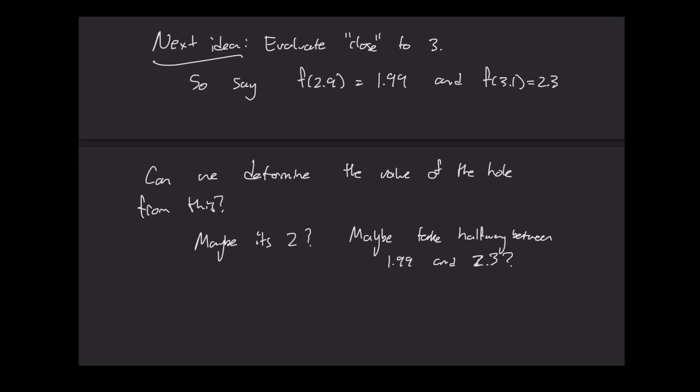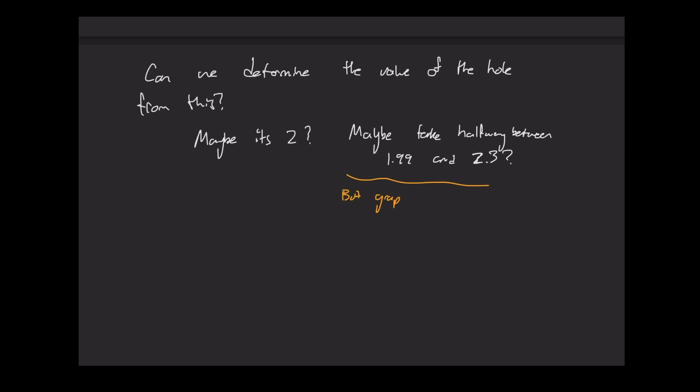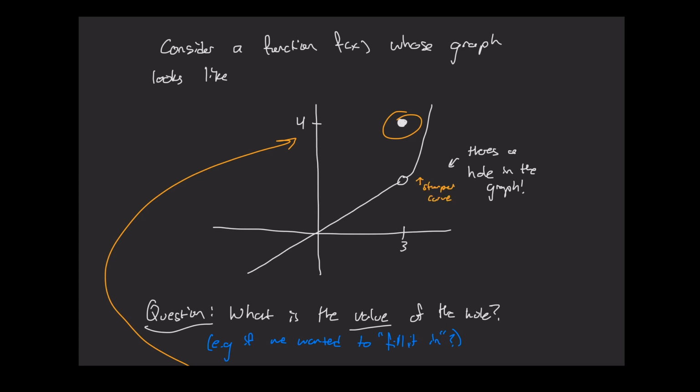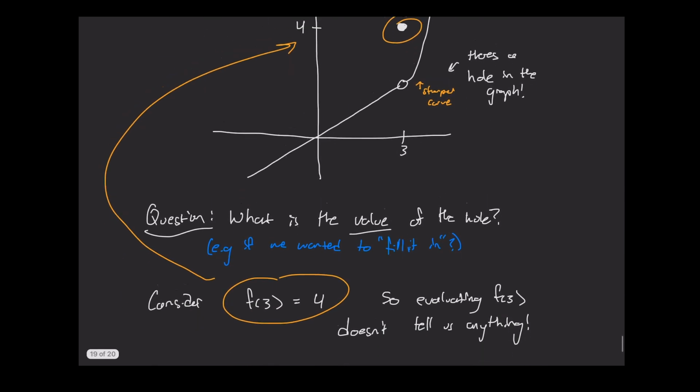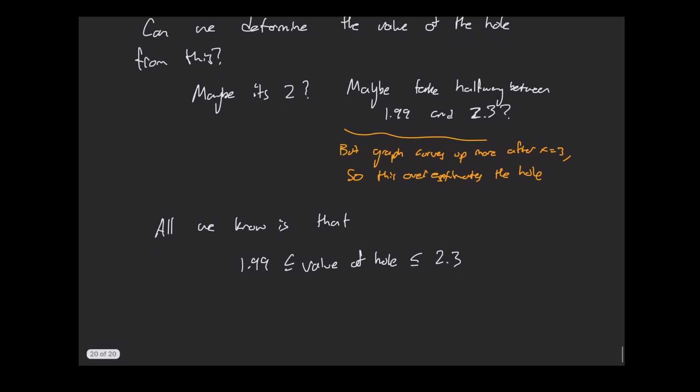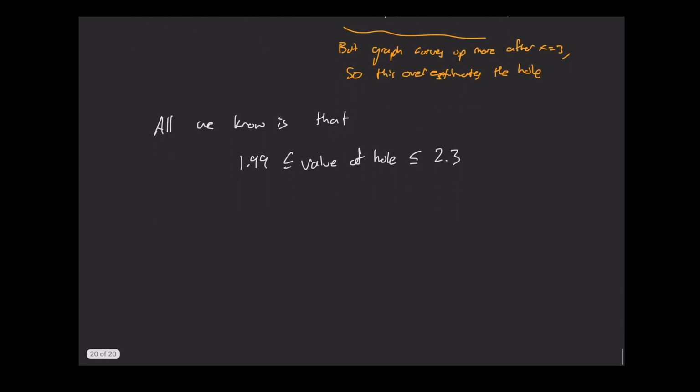Okay, but if we think about the graph more, this last case is dubious because the graph curves up more after x equals 3. So this actually overestimates the value. So if we look past x equals 3, there's a steeper curve up. So the average value will be higher than the value of the hole there. So all we really know from the information of f of 2.9 and f of 3.1 is that the value of the hole should be between 1.99 and 2.3. That's not enough to pin it down. Okay, so maybe if we take a closer point that can tell us more.